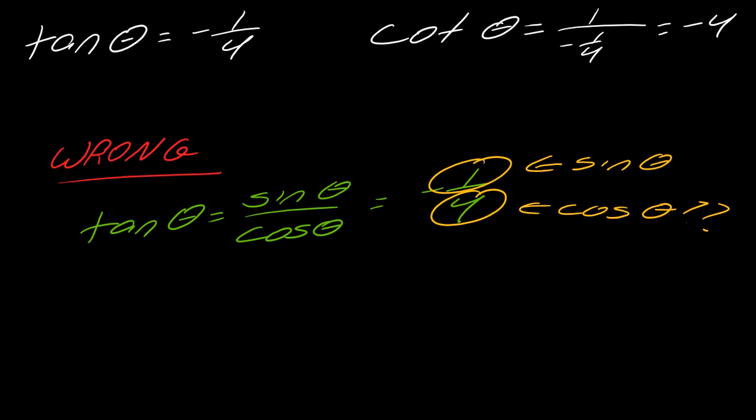Well, you don't know if there was some sort of simplification that happened. Maybe sine was something really complicated on top and cosine was something really complicated on bottom, and then when you did the division, it worked out to -1/4. You can't make this assumption. So this does not work. It's going to take us a little bit of work to figure out what sine and cosine actually are. So I wanted to address that. So let's clear some space.